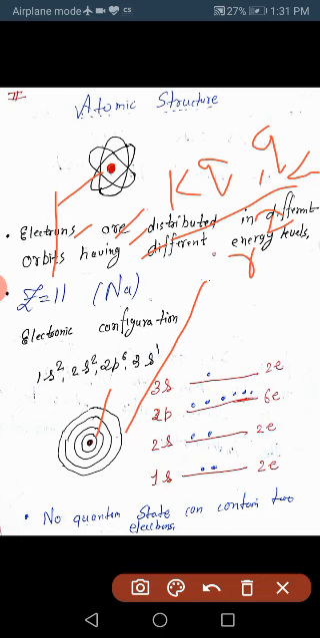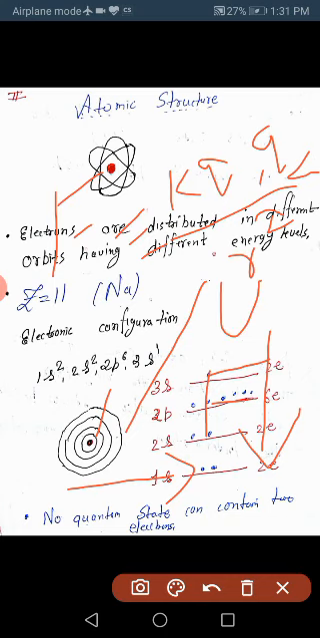As we are moving away from the nucleus, the force of attraction is decreasing between the nucleus and that particular electron in that orbit. And energy is increasing. So these 2 points should be very clear.